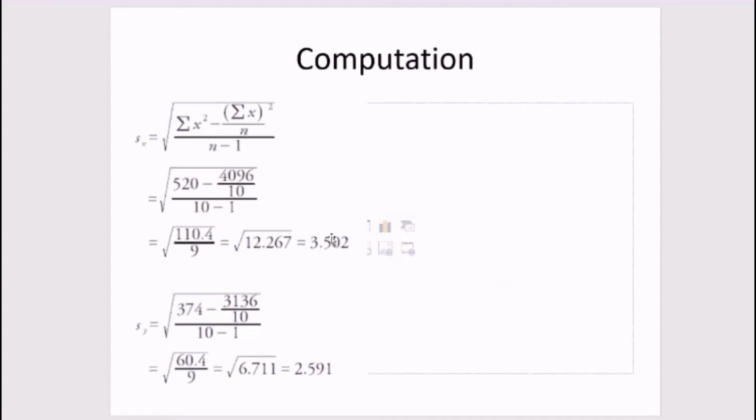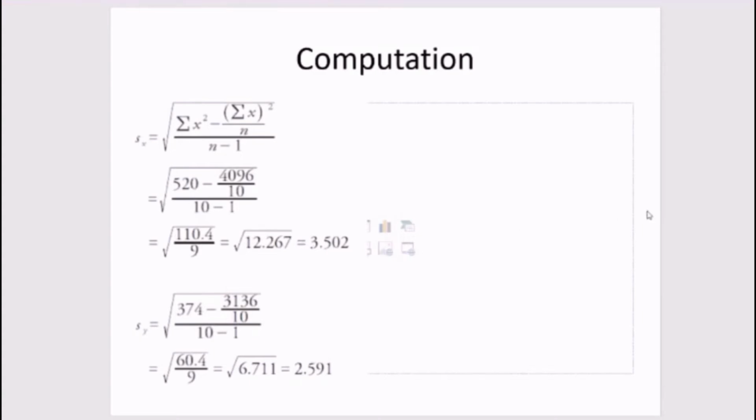Okay, try ninyo sa inyong calculator kung sakto ba. Take note of MDAS. So unahon nimo ang multiplication or division before ka mag-subtraction and addition. So unahon nimo ang division diri, that's 4096 divided by 10. So that would be equal to 409.6, right? Unya i-minus nimo sa 520. So 520 minus 409.6 is equal to 110.4. Divided by 10 minus 1, which is 9. So 110.4 divided by 9 is equal to 12.267. Then you take the square root. The square root of 12.267 is 3.502.